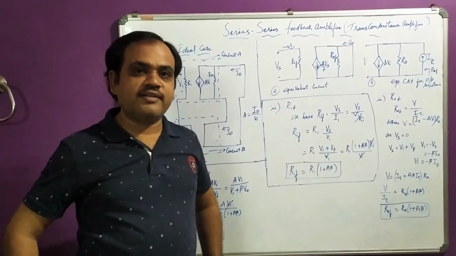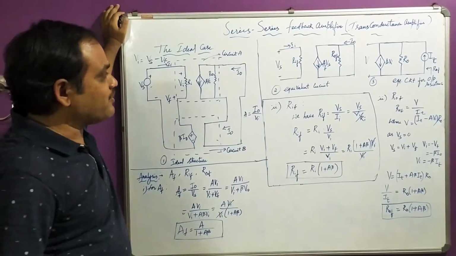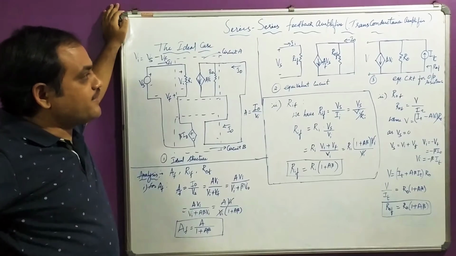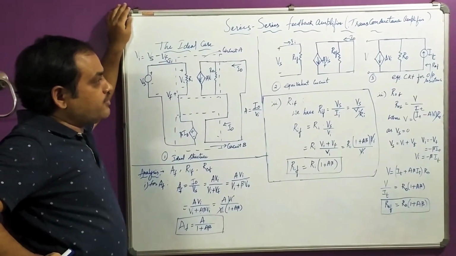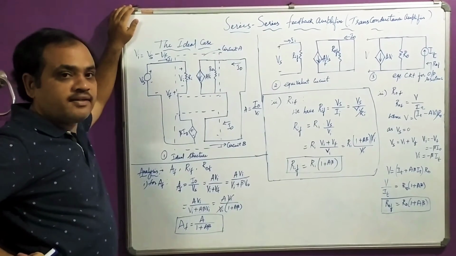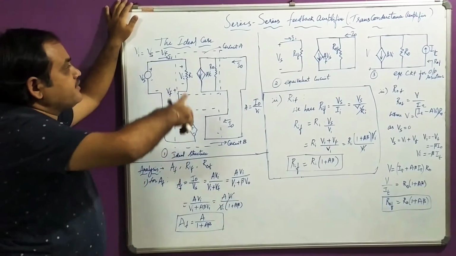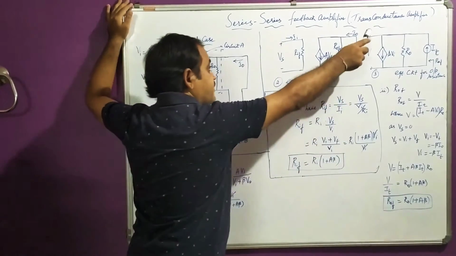Welcome to today's session. In today's session, we will discuss the series feedback amplifier. In the last session we discussed the voltage amplifier, that is the series-shunt feedback amplifier. If we can analyze the voltage amplifier easily, all the remaining topologies are very easy to understand. So in today's session we will discuss this series feedback amplifier, which is also called the transconductance amplifier.